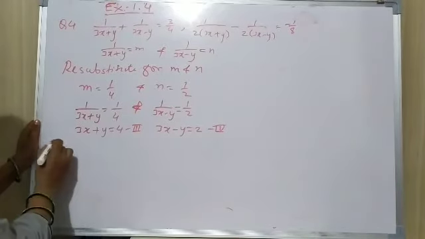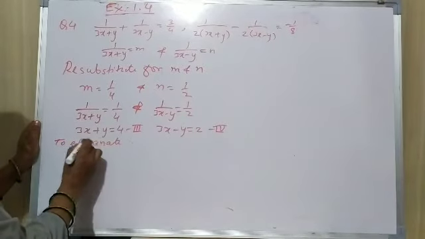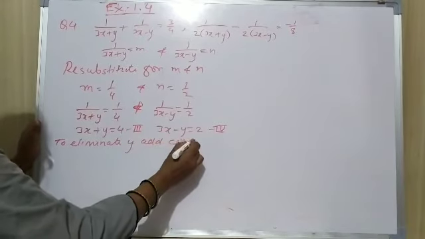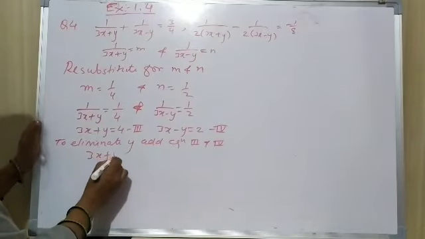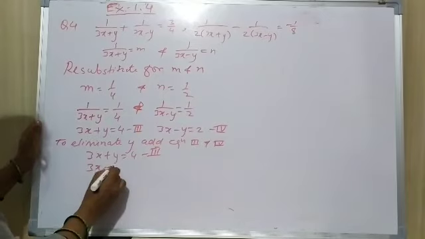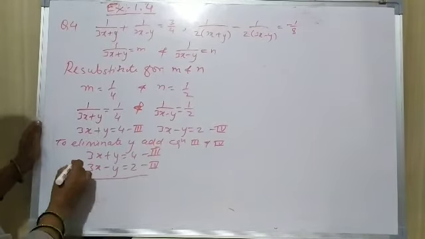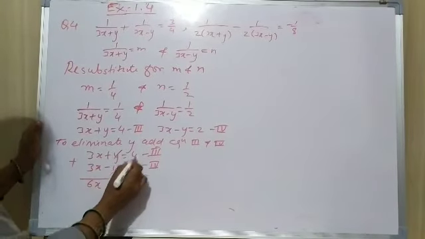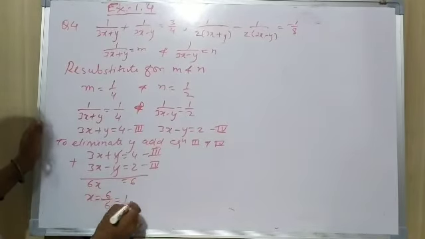So to eliminate y, add equations 3 and 4. So 3x plus y is equal to 4, equation number 3, and 3x minus y is equal to 2, equation number 4. We are going to add this, so this will get cancelled. 3x plus 3x, 6x, that side 4 plus 2, 6. So the value of x is 6 upon 6, it is 1.